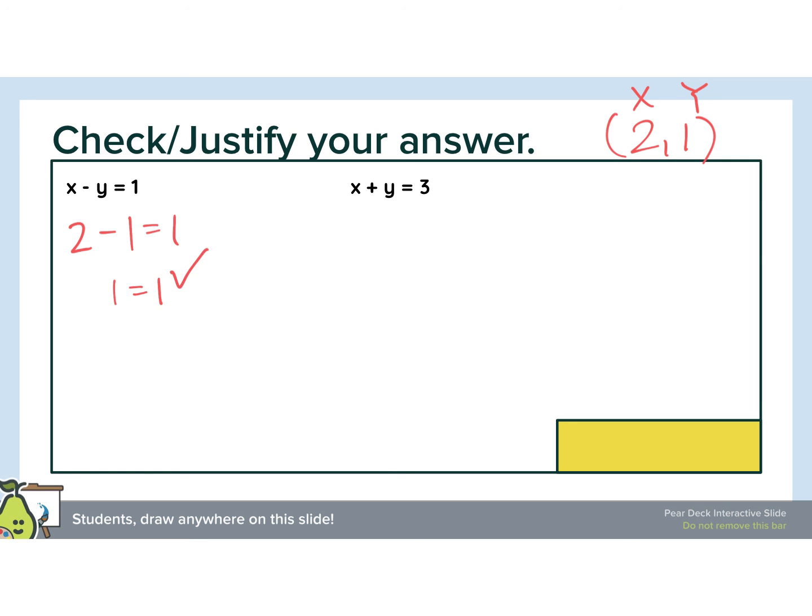First equation checks out. Second equation, instead of x, we put a 2. Instead of y, we put a 1. 2 plus 1 is 3. So we were correct, and we can put our final answer in the box. 2 more practice problems.